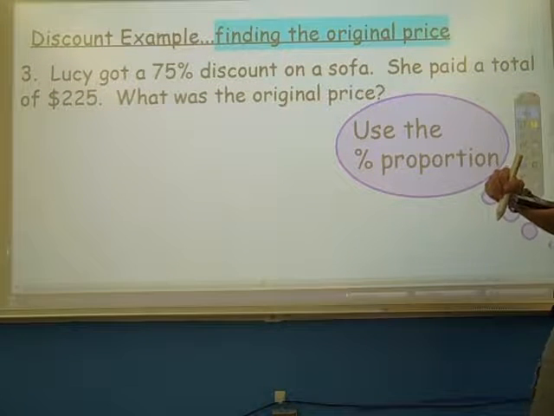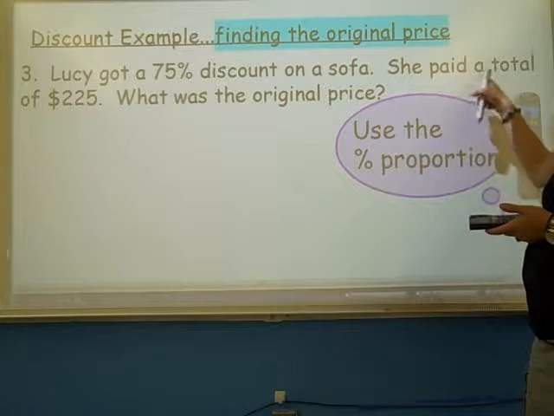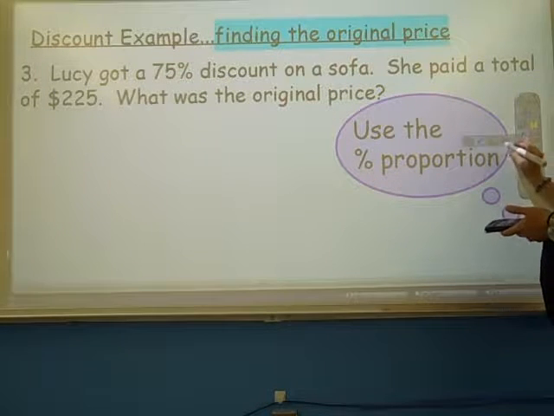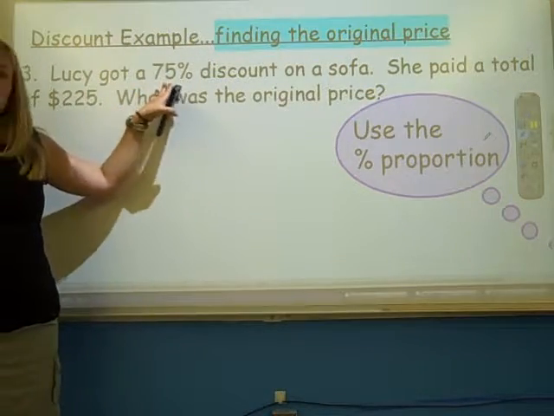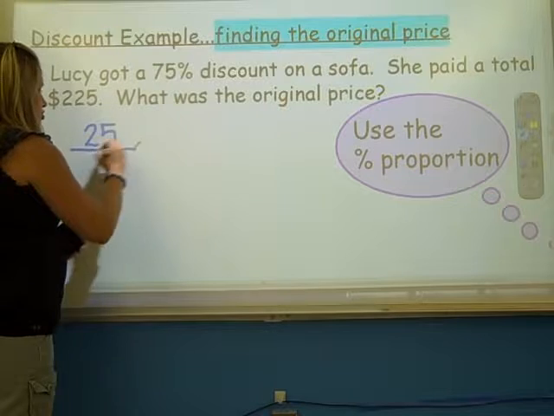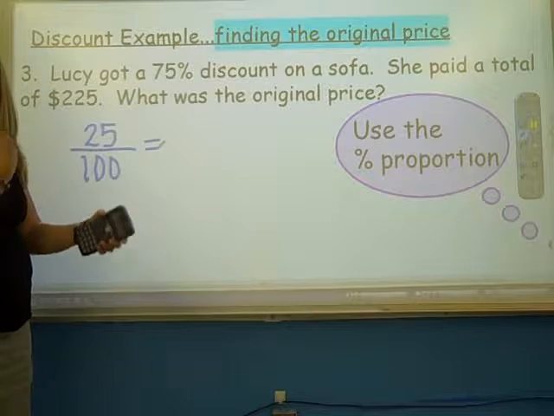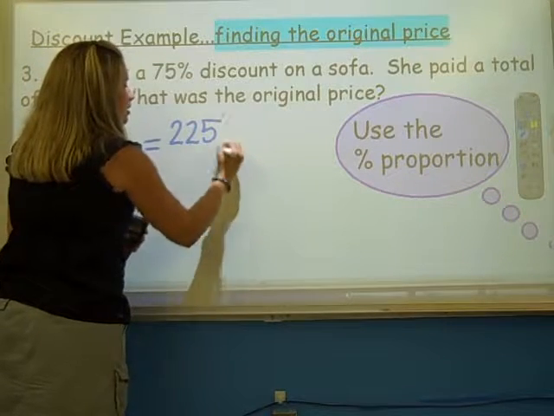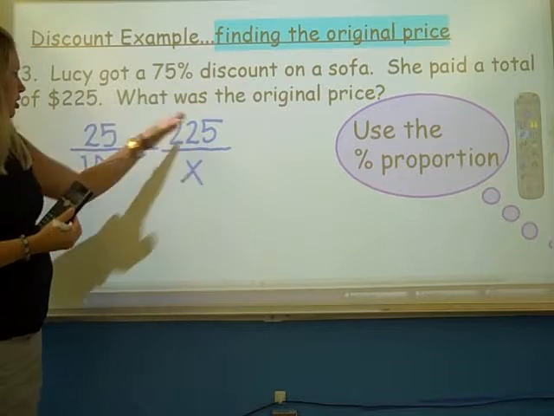Okay, discount example. Find the original price. Lucy got a 75% discount on a sofa. She paid a total of $225. What was the original price? So when we're doing this problem, she got 75% off, so she paid 25%. So we have 25%, which is 25 over 100. And we know how much we paid, but we don't know what the total was. We know the part, but we don't know the whole. So we know 225, but we don't know this part. Remember, is over of, part over whole. And then we're going to solve this.